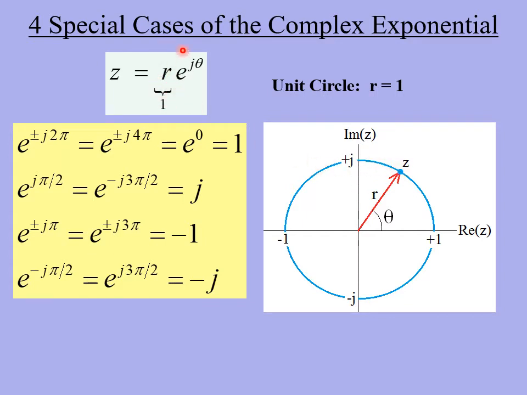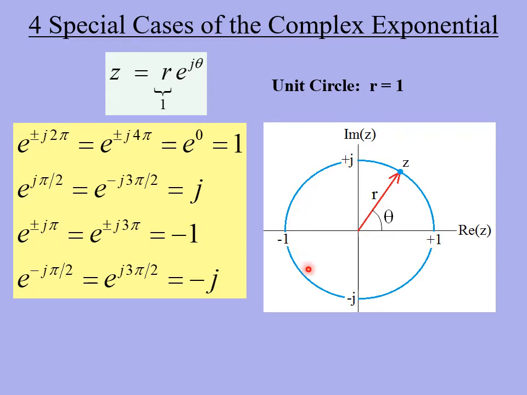This r here basically represents the radius of that circle. So when we set r equal to 1, there are some special values going around the circle that will come up now and then. For example, if we have e to the j times 2 pi, or e to the j 4 pi, well, remember, we start here.